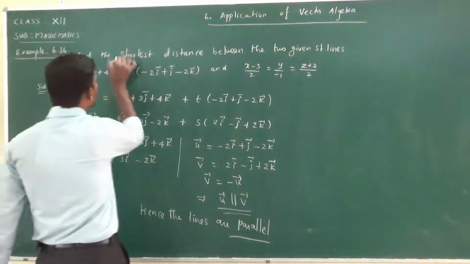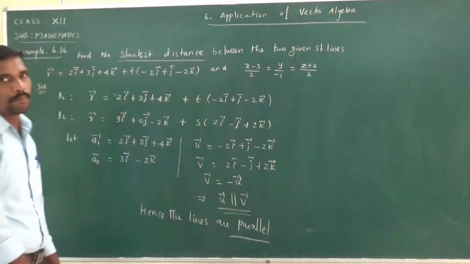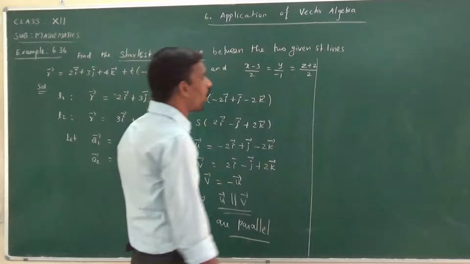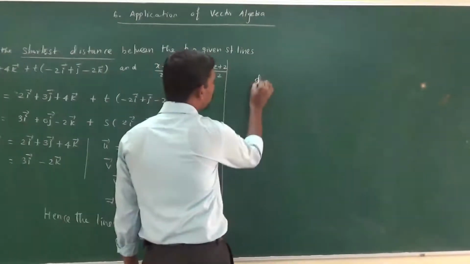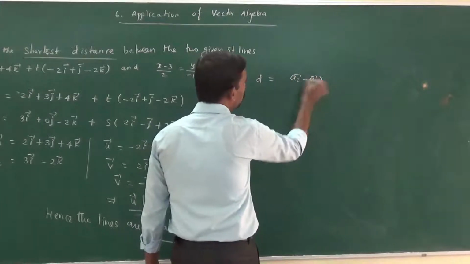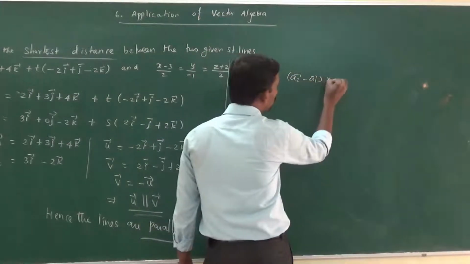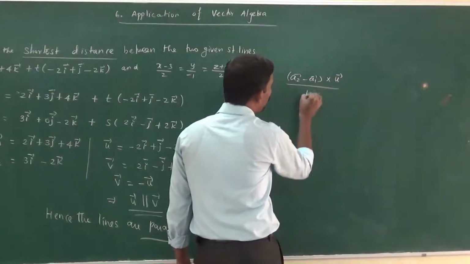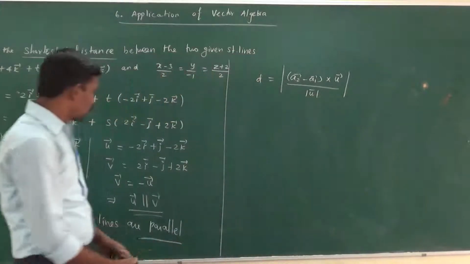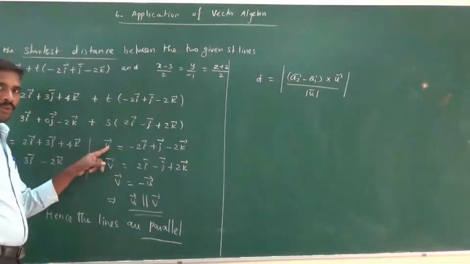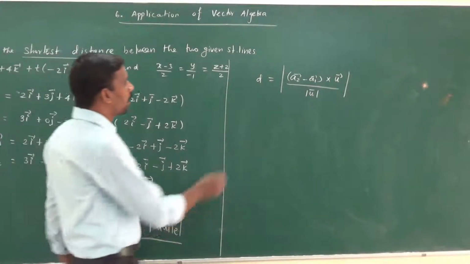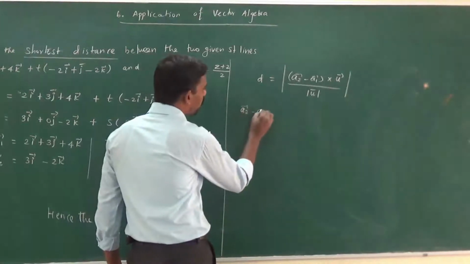Now we want to find the shortest distance between the lines. So we have the formula to find the shortest distance. d is equal to the modulus of (a2 vector minus a1 vector) cross u vector, divided by the magnitude of u vector. So you take any vector, either u or v, it will be correct. Now you have to find a2 vector minus a1 vector.